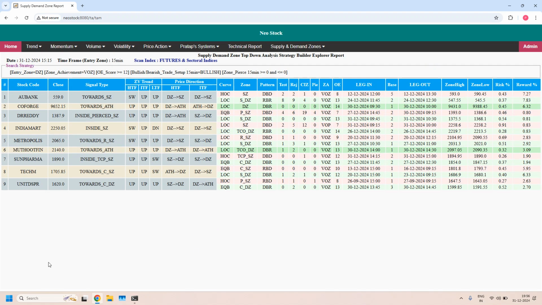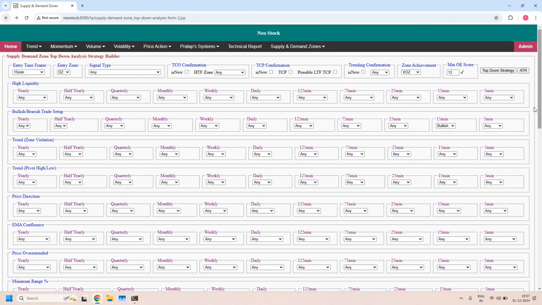Currently these 9 stocks are supporting bullish trade setup for daily income trade, and these entry zones are 15 minutes demand zones. Out of these 9 15 minutes demand zones, some are having high probability because of high liquidity zones. But apart from that, we can also filter high probability zones based on zone confluence. So the first filter is LTF and ITF demand zone confluence.